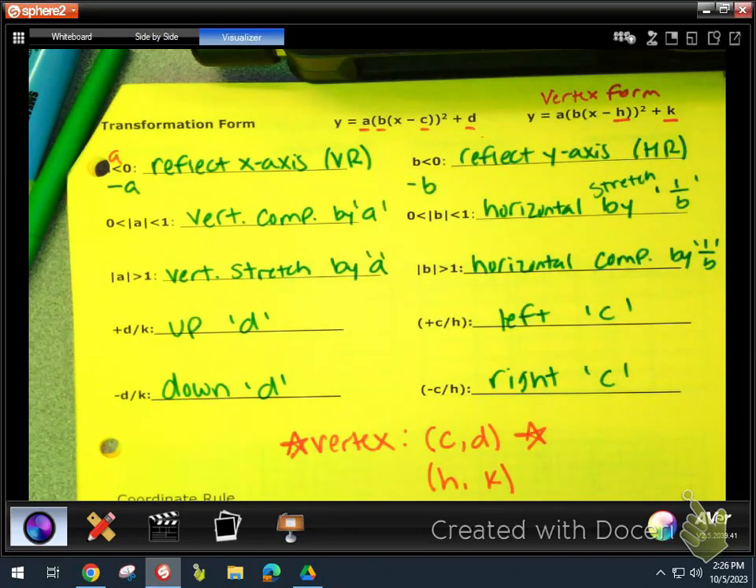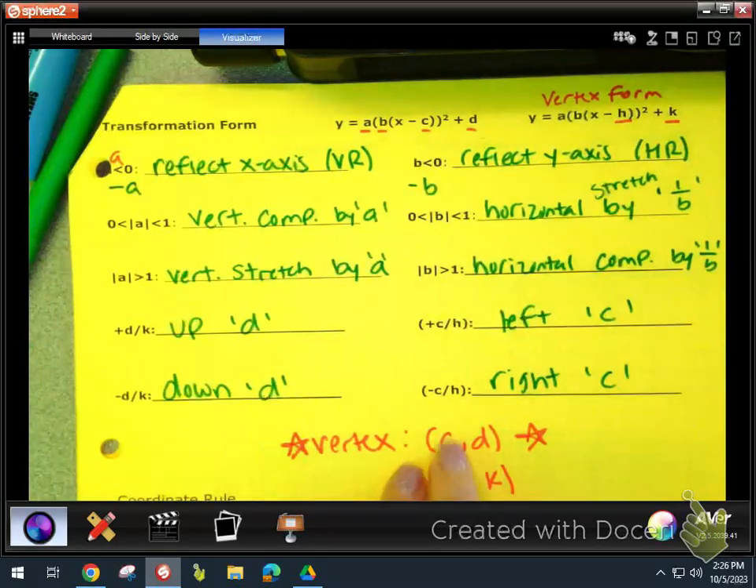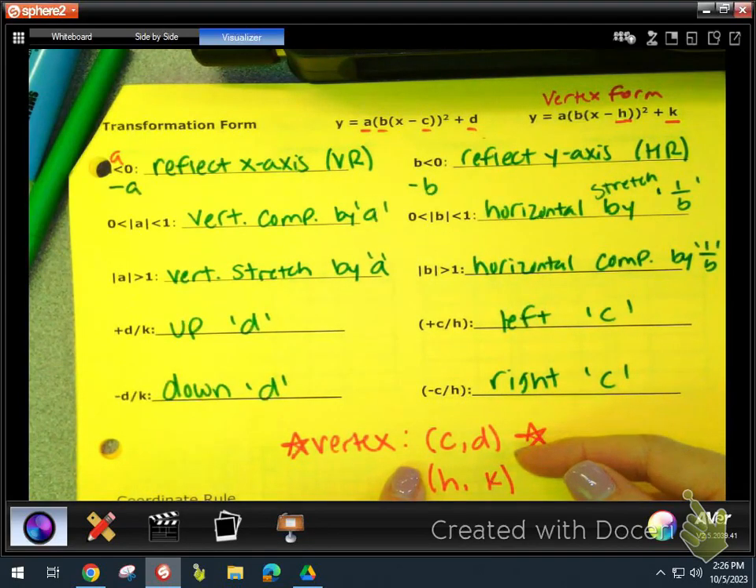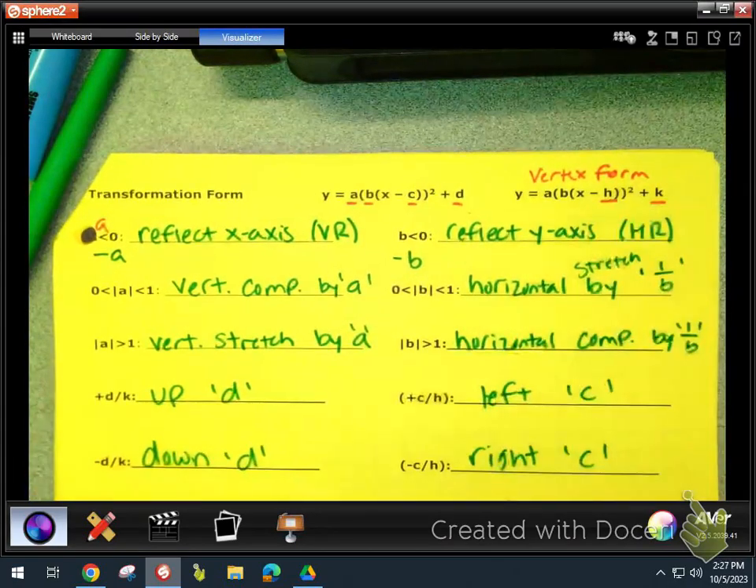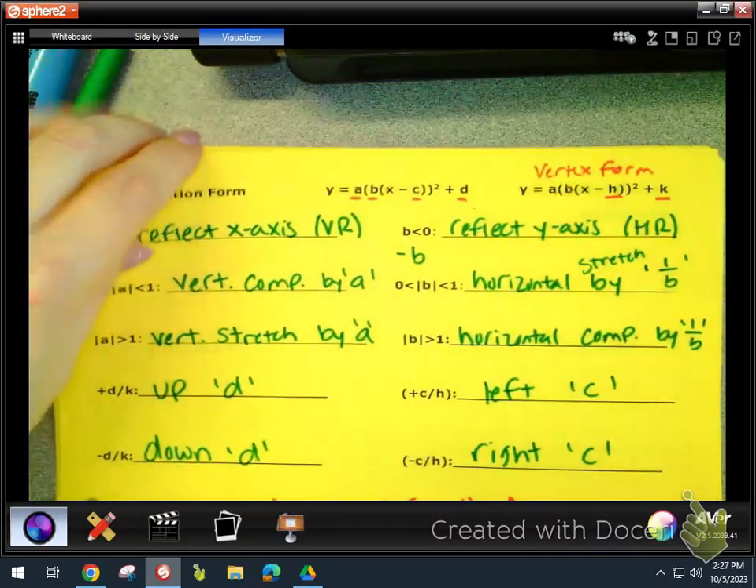But remember, with your vertex, if you're grabbing that from the point, remember you do the opposite sign on the X, the same sign on the Y. If you don't know what I'm talking about, you'll see it in a minute when we do an example. But you can see the vertex in that. That's why this is technically called your vertex form, okay?